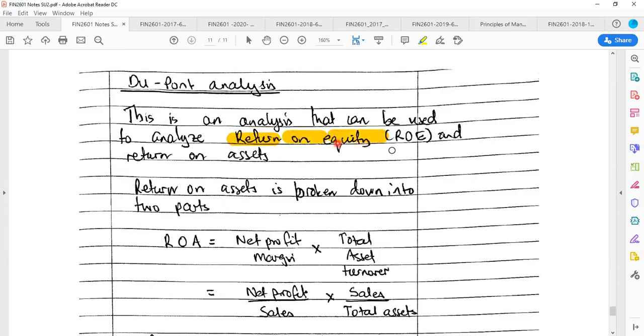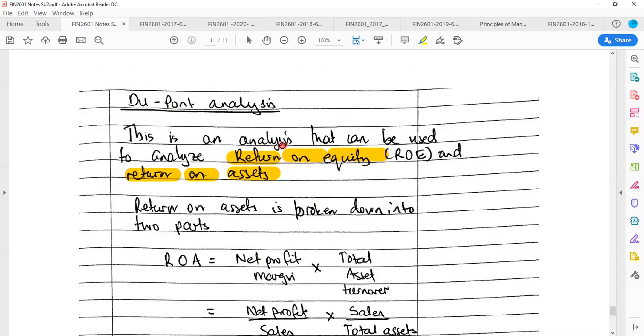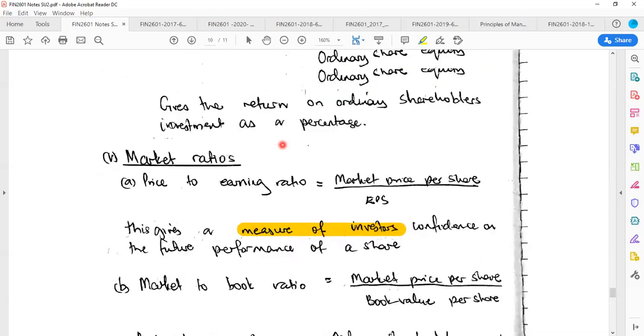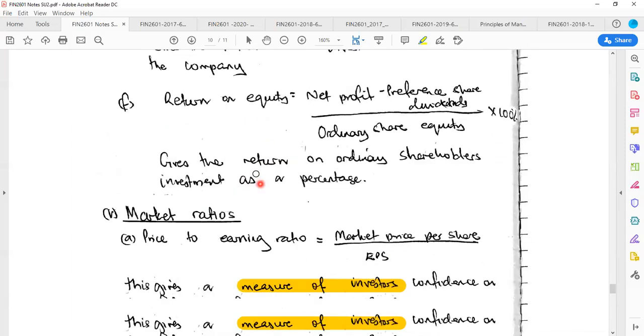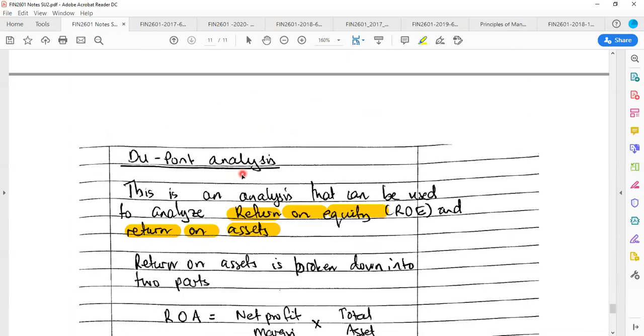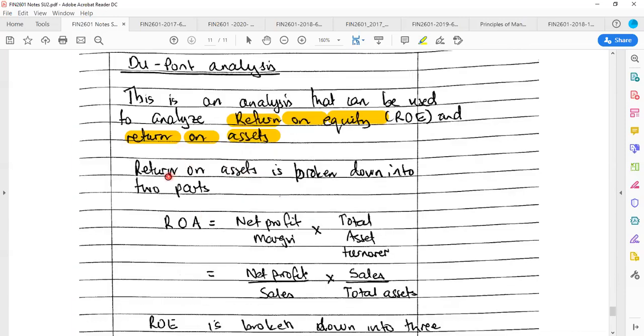It can be used to analyze and calculate return on equity, as well as return on assets, right? Remember, I have given you the formula for return on assets and return on equity. These two formulas. But DuPont is a shortcut to calculate those two. So according to DuPont, return on assets is broken down into two parts.